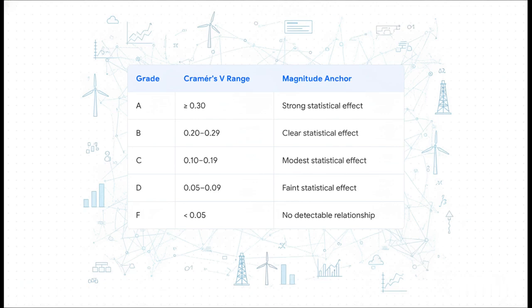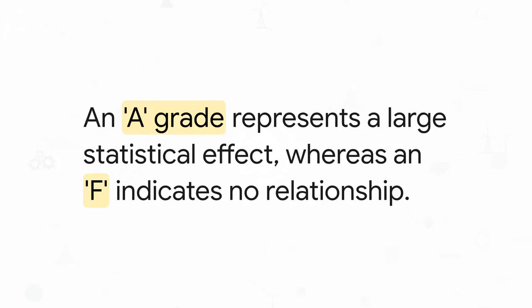You have to understand that these tiers are entirely separate from performance evaluation. They aren't qualitative scores, they simply categorize the sheer mathematical strength of the association. I really want to hammer this point home. These letter grades are purely quantitative measurements. If you receive an A, it just means the engine measured a large statistical effect between your categories. If you get an F, the engine is literally just reporting that there's no mathematically detectable relationship present in that data.